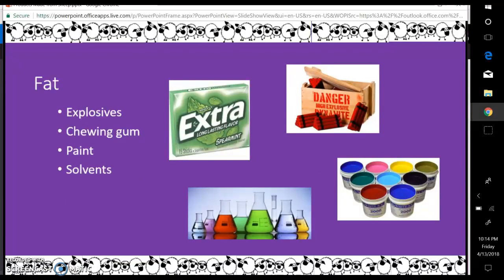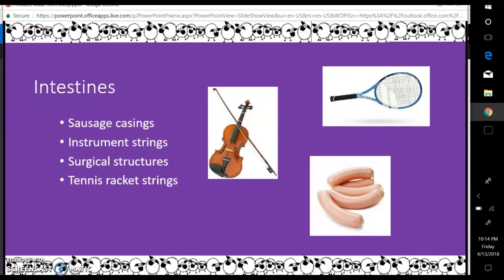Next, we have the fat, and this one is actually the most surprising. This is not only used in things like chewing gum and your food to flavor things, but it is also used in explosives and paint and solvents that you would use in your chemistry class.